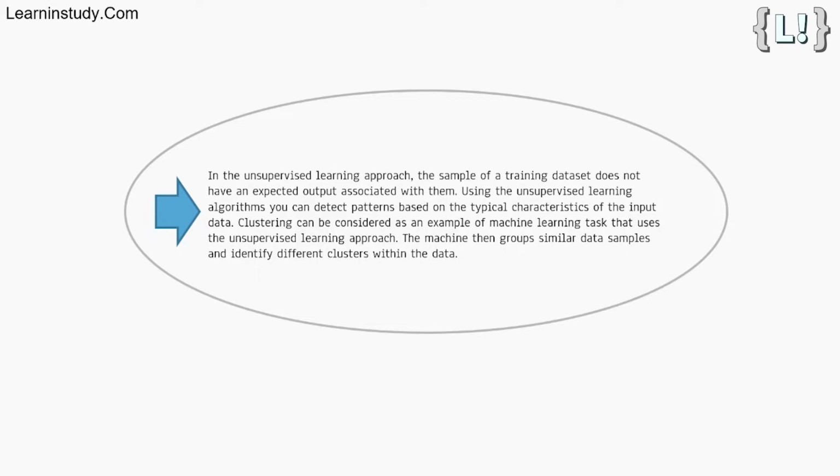Clustering can be considered as an example of machine learning task that uses the unsupervised learning approach. The machine then groups similar data samples and identifies different clusters within the data. Now let me tell you why this category of machine learning is known as unsupervised learning. Well, this category of machine learning is known as unsupervised because unlike supervised learning there is no teacher. Algorithms are left on their own to discover and return the interesting structure in the data.